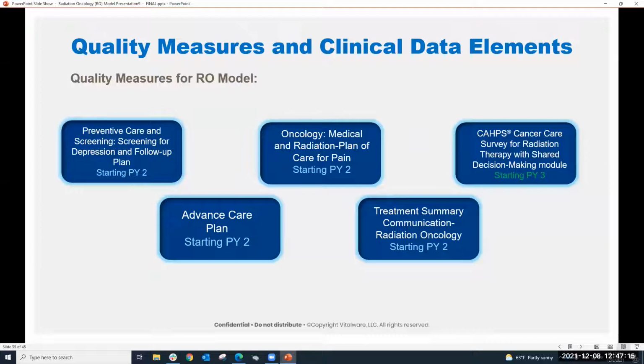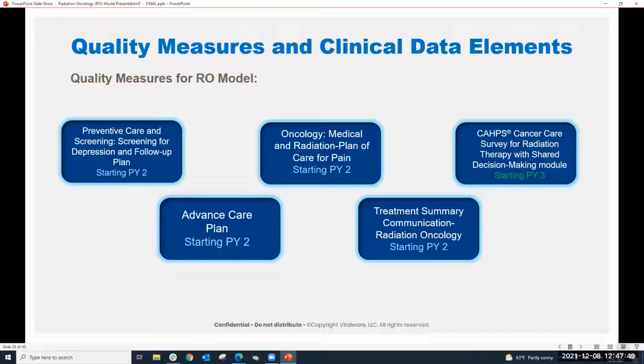Third is your oncology, medical, and radiation plan of care for pain. This is patients undergoing chemotherapy or radiation therapy with moderate to severe pain for whom there's a documented plan within the first 2 visits. And then number 4 is your treatment summary communication and patients who undergo external beam radiation therapy and have a documented treatment summary and communicate it to the patient and to the physician providing continuing care. So that's the referring physician.